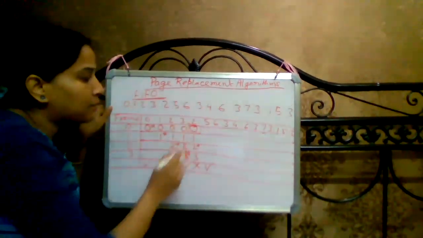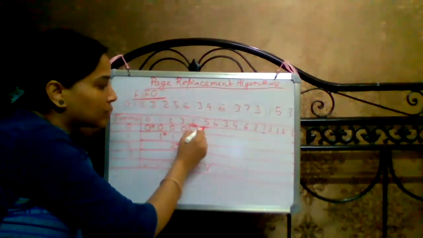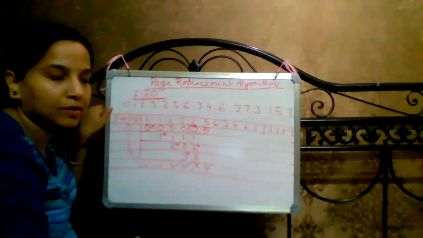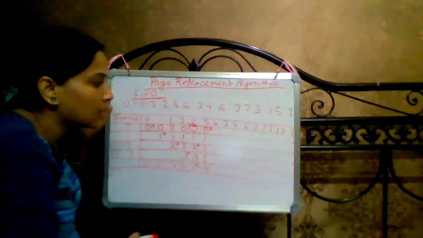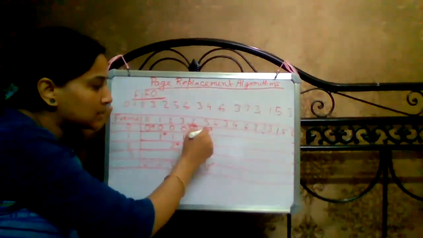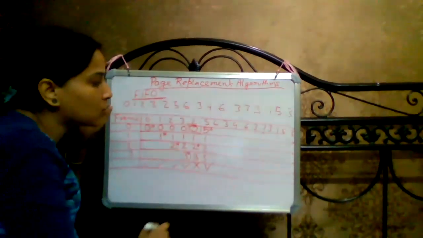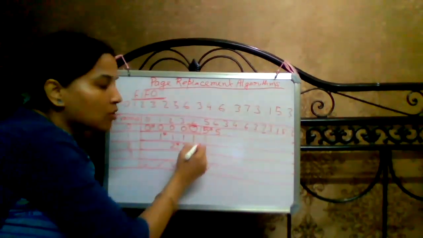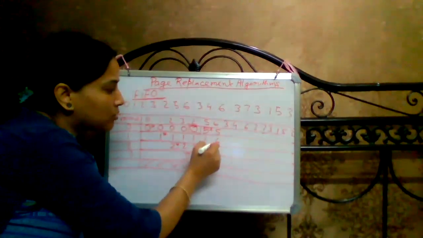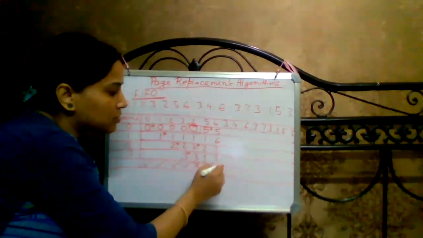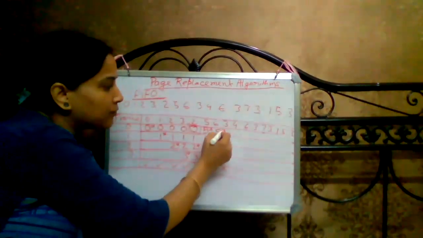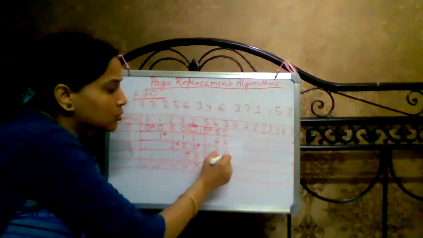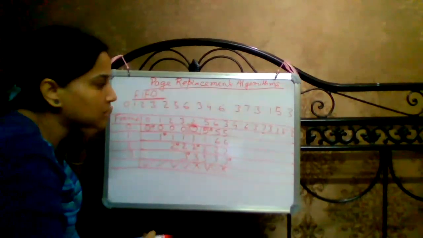Now that page is replaced by 5. 1, 2, 3 is there. Same here for 6. 6 is not present in these 4 frames. 5 is there. Which one will be replaced? 1 will be replaced, then 2, 3, page fault occurs. Next 3 is already there, so no page fault. 5, 6, 2, 3. 3 is the running page.